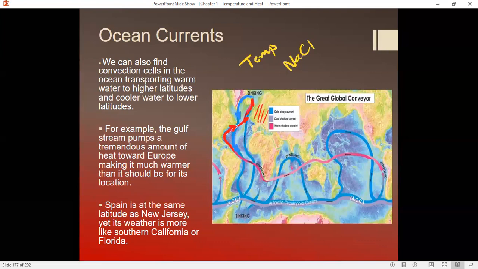Now, this global conveyor belt constantly transfers heat from the warmer regions to the cooler regions, equalizing the ocean temperatures more than they would be otherwise.